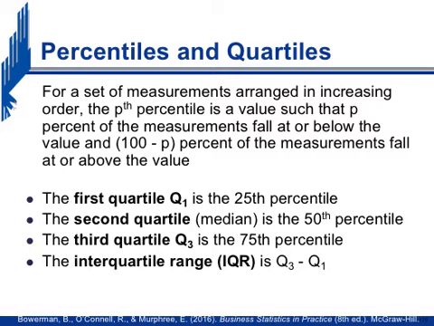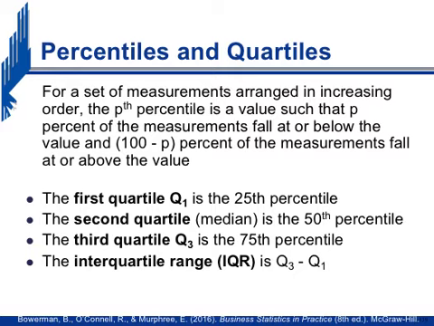Now, another concept that is used commonly to describe position of measurements compared to the rest of the numbers in the dataset is through percentiles. Aside from percentiles, we also have quartiles and we also have deciles. So in a set of measurements arranged in increasing order, the pth percentile is a value such that p% of the measurements fall at or below the value, and 100 minus p% of the measurements fall at or above the value.